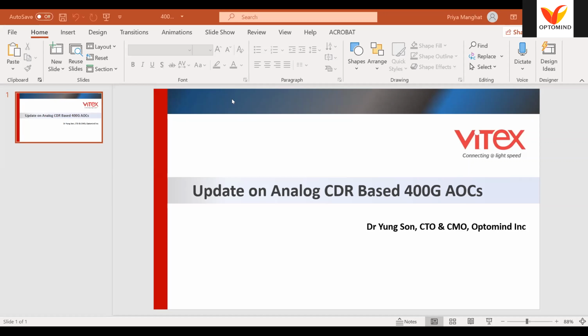For today's session, we are pleased to have Dr. Son of Optimind. Optimind has been doing a lot of work on non-DSP AOCs, working with OpenEye MSA. VTEX is a sales and business development partner of Optimind. Today, Dr. Son will share a progress update on analog CDR-based 400G AOCs. He's currently the CTO and CMO at Optimind.